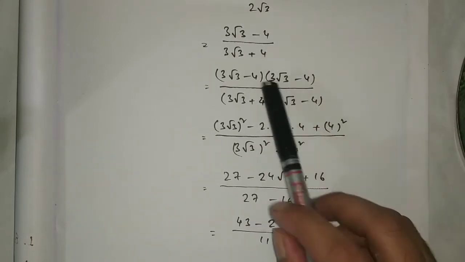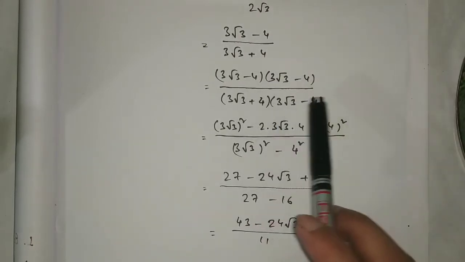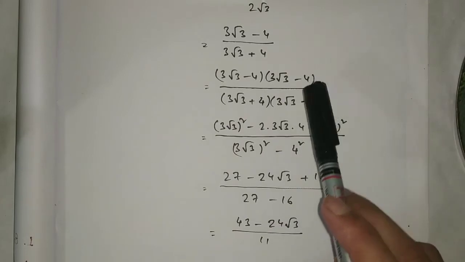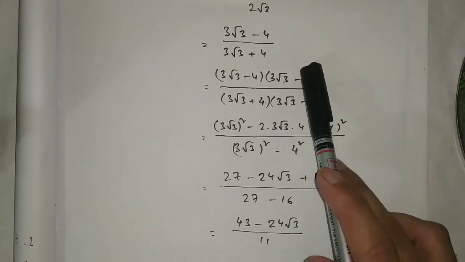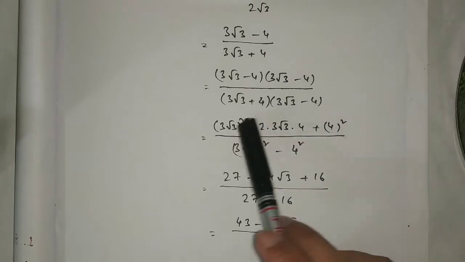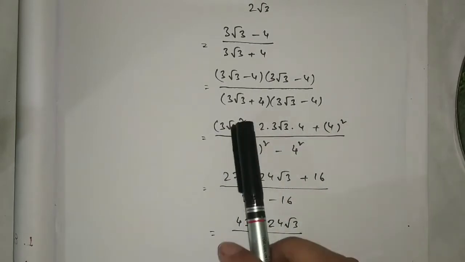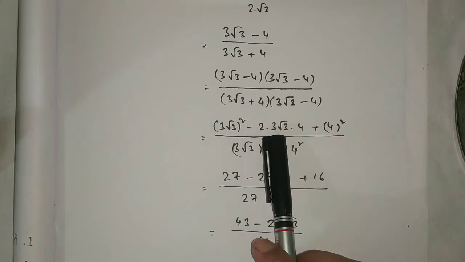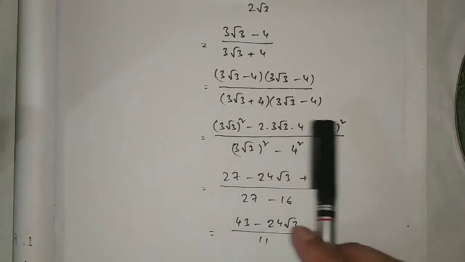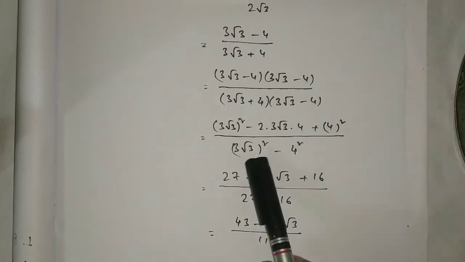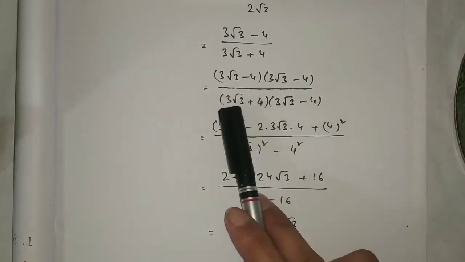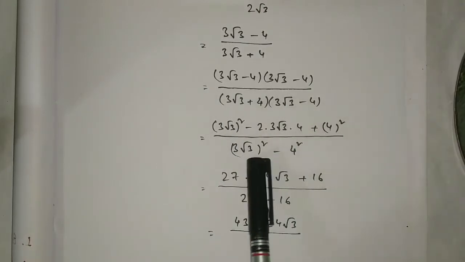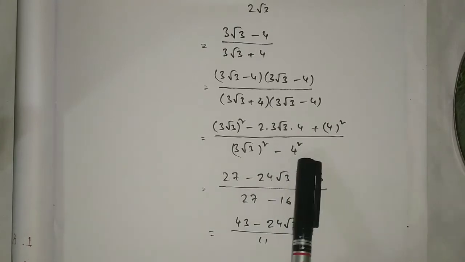How to rationalize this term? We just simply multiply 3 root 3 minus 4 in the numerator and the denominator, and then we simply solve this, and we find that it comes out to be (3 root 3) whole square minus 2 into 3 root 3 into 4 plus 4 square, from the formula (a minus b) whole square, and using the formula (a plus b) into (a minus b) equal to a square minus b square, we get the denominator.